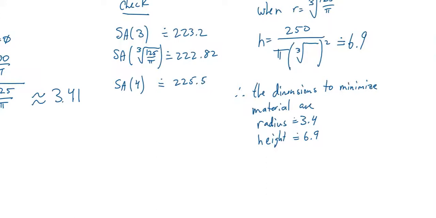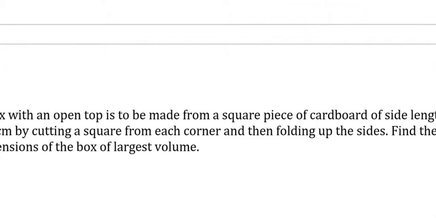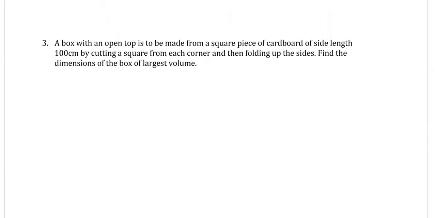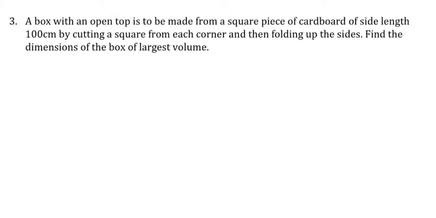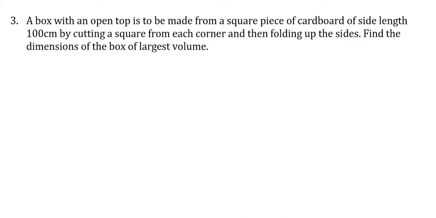We got one more to do here. And so this one is about dimensions as well. The first one was about area and perimeter, and it was a field question. Second one was about a cylinder, and we were minimizing surface area. So this one does have a twist to it. It's a little bit different.